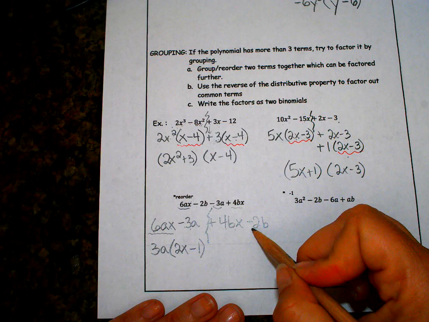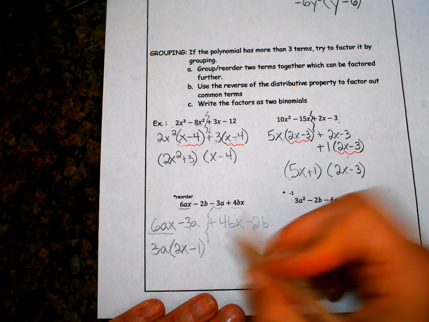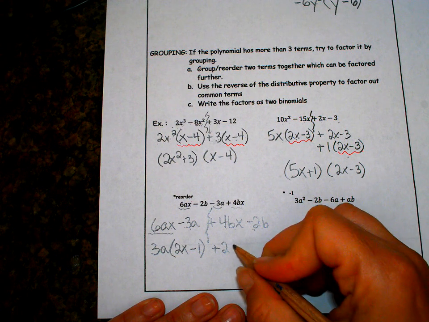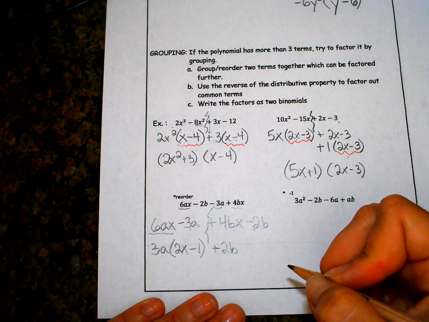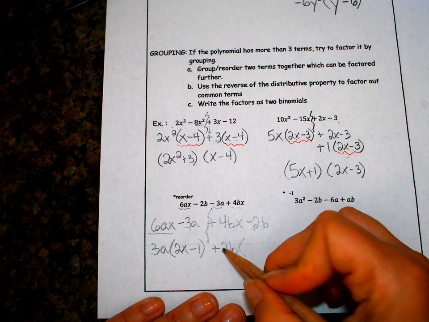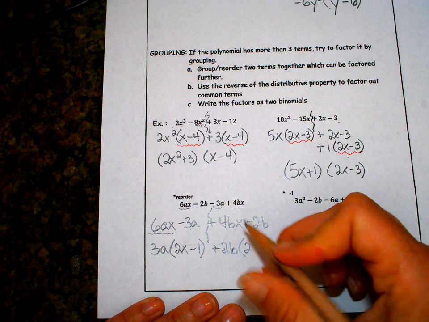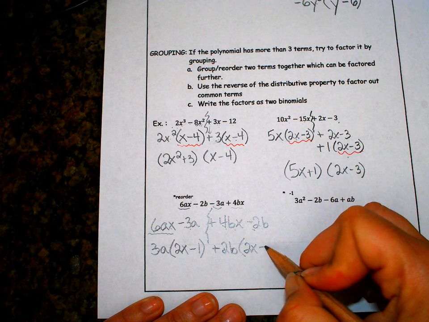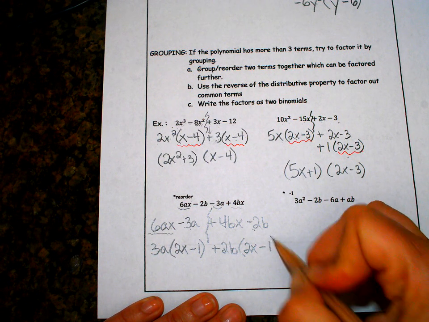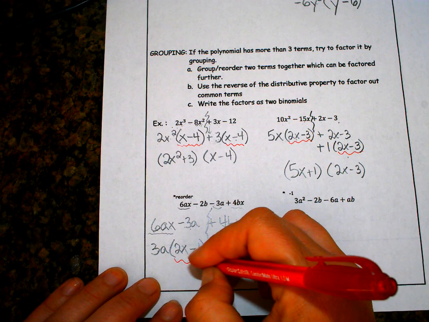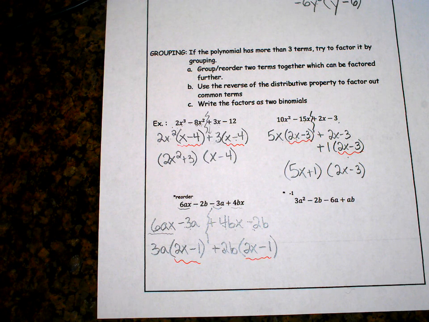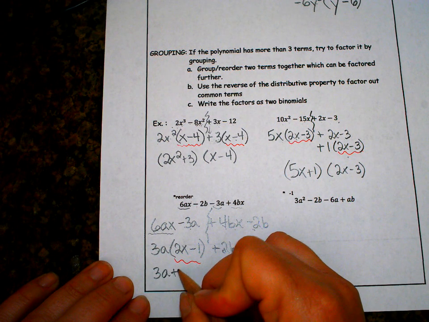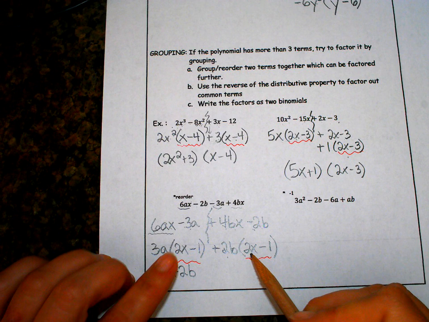Now, 4b to the x minus 2b. 4 and 2 have something in common. I could take out a 2. They also both have a b, don't they? So now, 2 out of 4 is a 2. b out of bx is an x. The subtraction sign, 2b out of 2b, a 1. So, 3a plus 2b, and 2x minus 1.